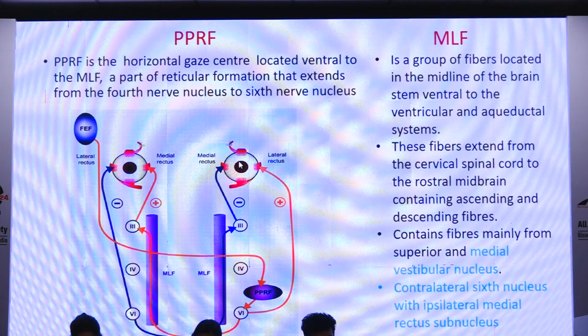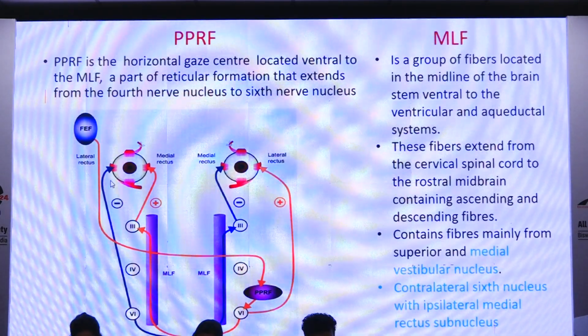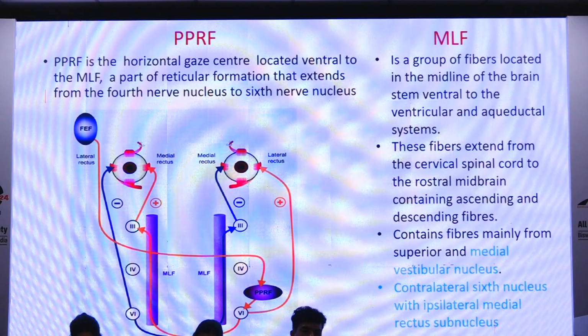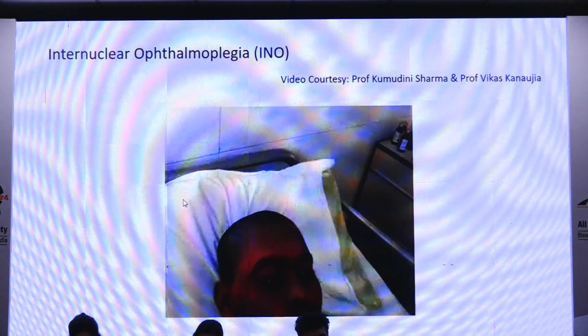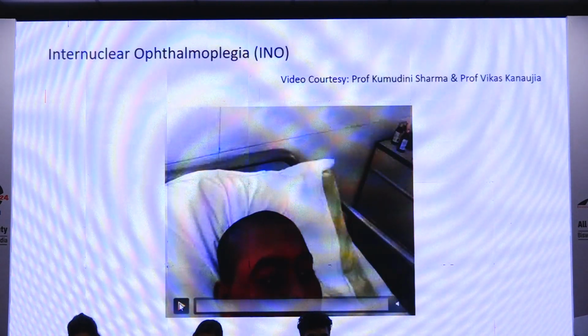Suppose it is the right side, so it will be called right internuclear ophthalmoplegia, and on the left side, during abduction there will be nystagmus. So this side adduction will be restricted and this side there will be abducting nystagmus. We can see this from these cases.